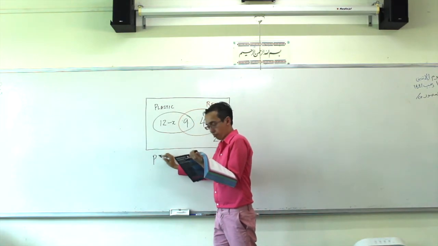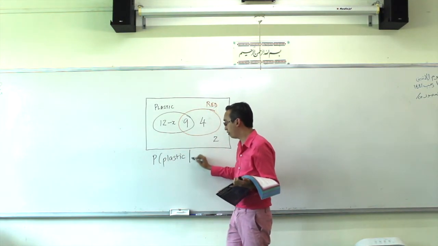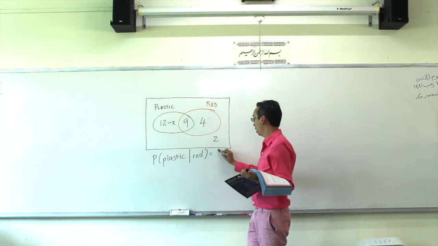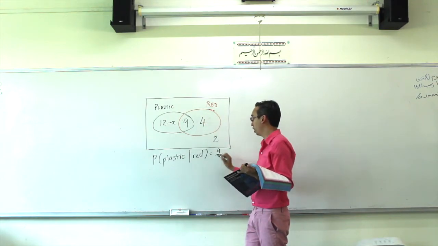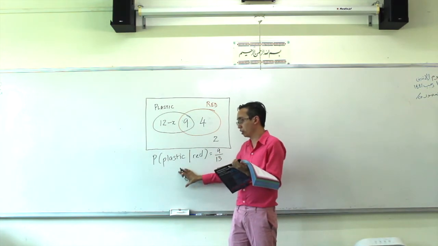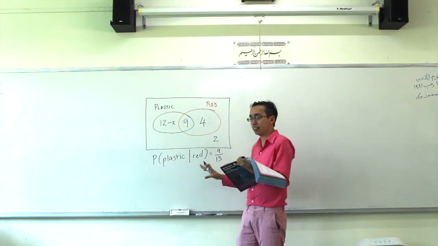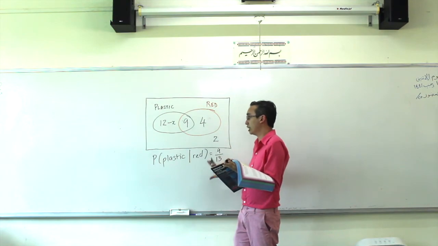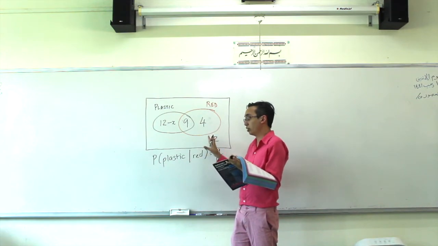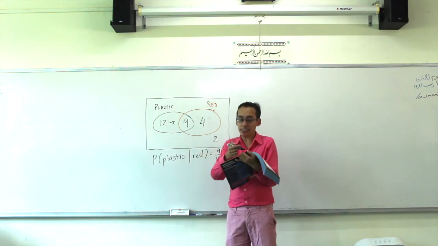Okay, probability of plastic, given that it is a red toy, will be 9 out of a total of 13. So we don't really have to do the conditional probability formula where we find the intersection divided by the probability of it being red. We don't have to do that. We just look at the Venn diagram, and the Venn diagram tells us everything we need to know: given that it's a red toy, what's the probability of it being a plastic toy?